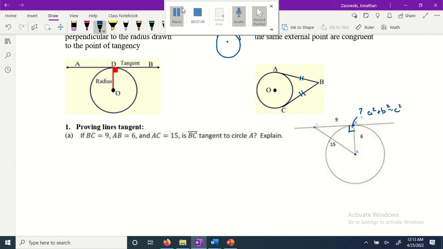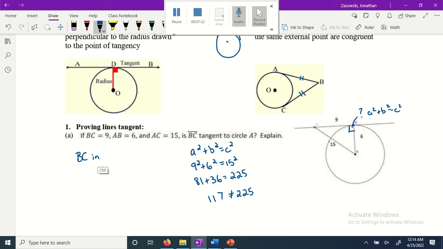Let's see what you guys can do. Okay, so hopefully after plugging in, 9 squared plus 6 squared is going to be 117, which is not equal to 15 squared because that's 225. So we can say that BC is not tangent to circle A, we call it circle A because A is the center point, since triangle ABC is not a right triangle. Okay.